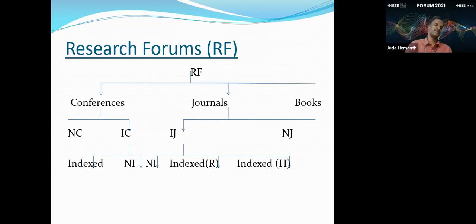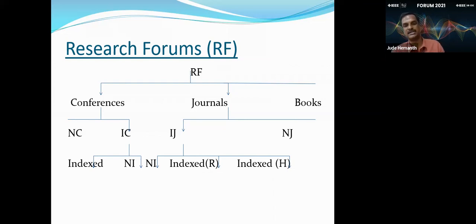Conferences: you have national conferences and international conferences. Journals: you have international journals and national journals. Again, in international conferences, you have indexed ones. When I say indexing, I am talking only about Scopus indexing. You have many others like EI, Engineering Village, but that is not necessary or useful. Or some international conferences are non-indexed.